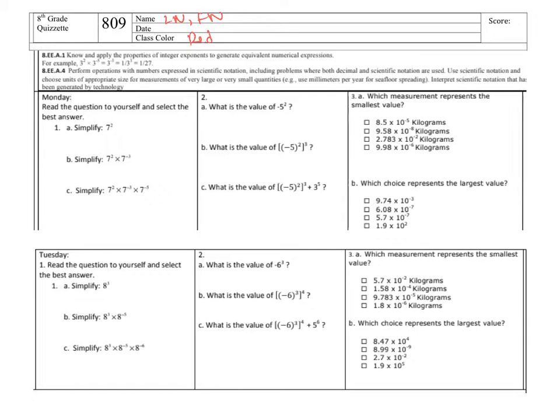A, simplify 7 squared. 7 squared is just 7 times 7, and that's 49. Make sure you box your answer. B says, simplify 7 squared times 7 to the negative third. So you can do this like this, and then you can know that 7 times 7 is going to be at the top. 7 times 7 times 7 is going to be at the bottom.